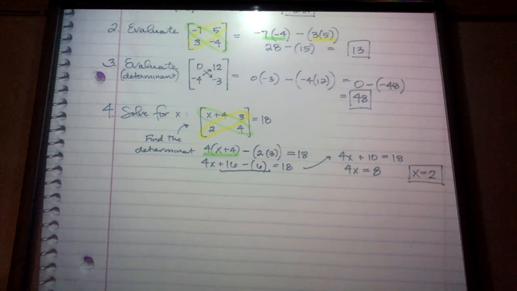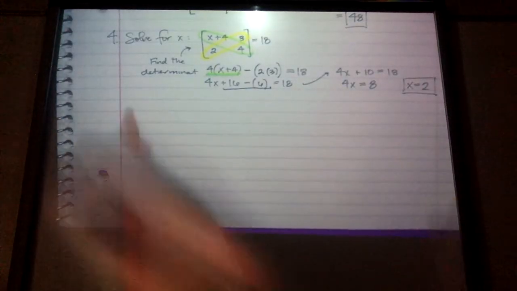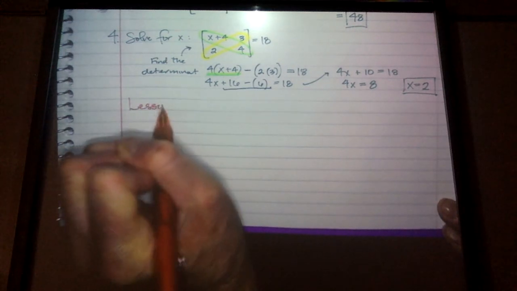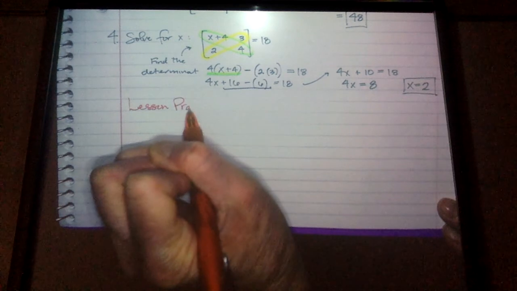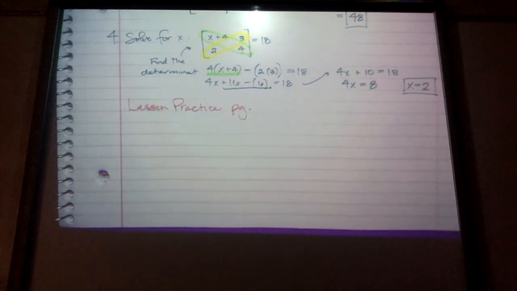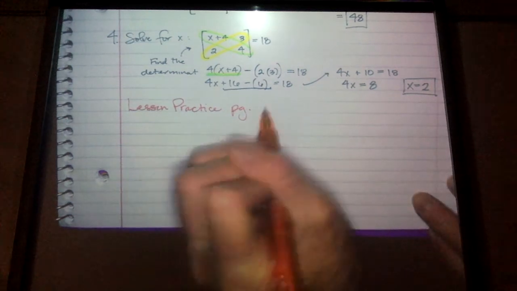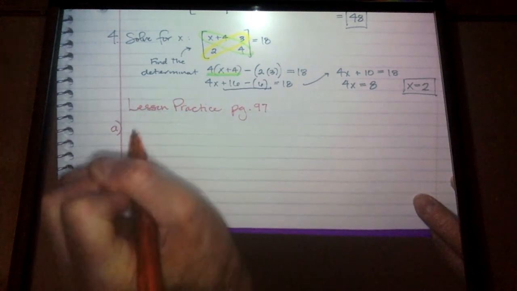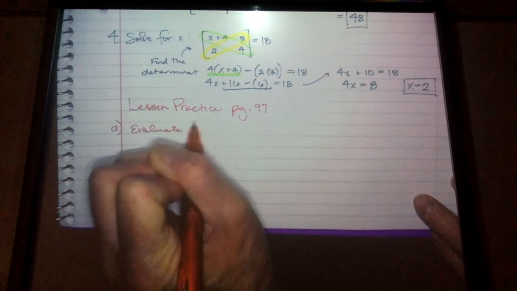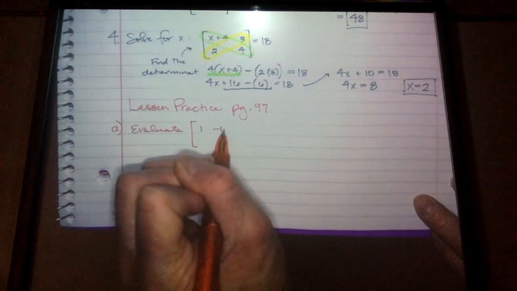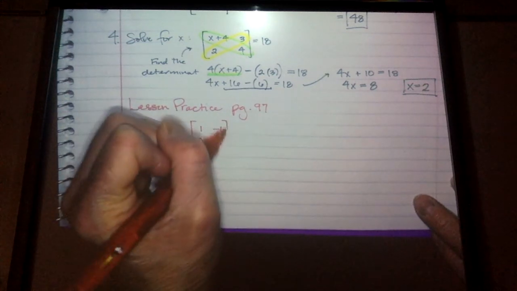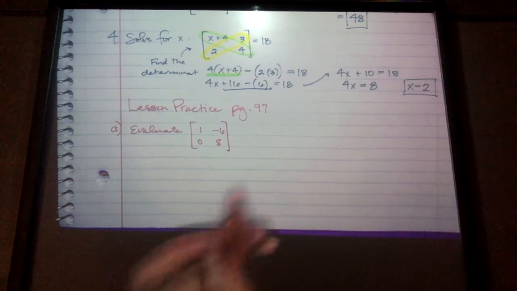Okay? So let's jump into our lesson practice. Remember, you can pause and try it yourself, and then push play and see if you've got the same answer as me. Let me grab the book really quick. All right, so lesson 14, lesson practice is on page 97. And you're going to see the different vocabulary. So for part A, it asks us to evaluate the following. First row is 1, -6. The next row is 0, 8.